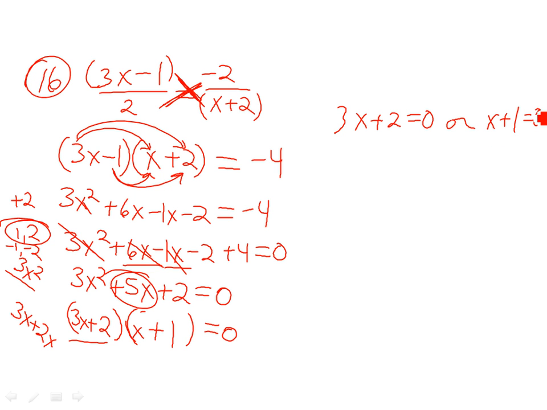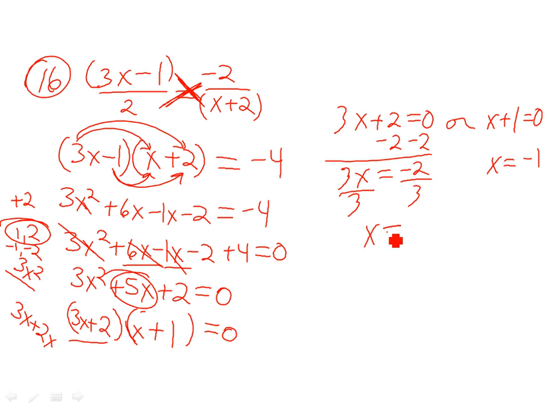What's the answer to this one over here? What's going to give you 0 right there? 1. No, -1. Here we have to solve it. Probably can't do it in our head, right? So we get 3x equals -2, then you divide by 3. What's x equal?